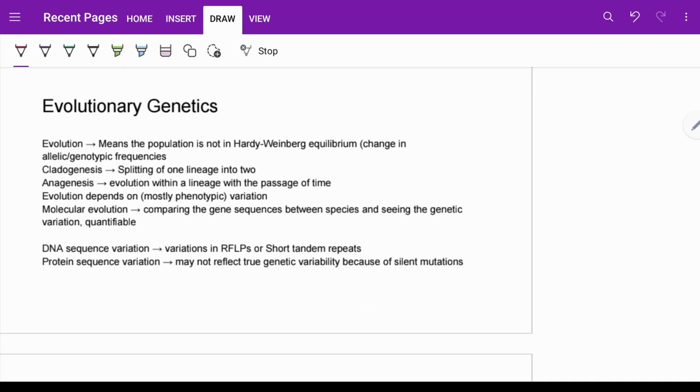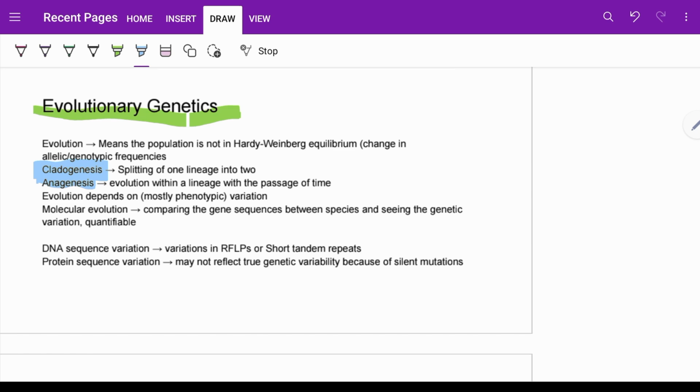Okay, and now we're going to talk about evolutionary genetics. Evolution basically means that all the stuff we were talking about a second ago means the population is not in Hardy-Weinberg equilibrium, and that the genetic makeup of the population is changing. We have two ways that evolution is marked. We have cladogenesis, which is splitting of one lineage into two, or splitting one species into two. And we have anagenesis, which is evolution within a lineage with the passage of time.